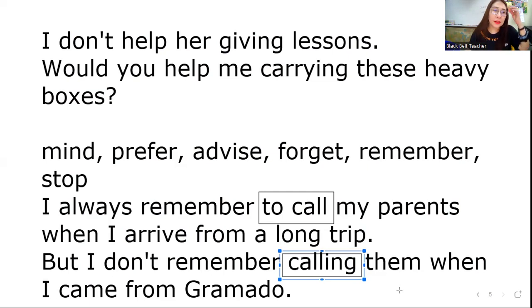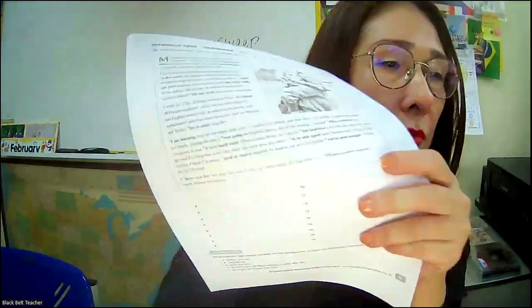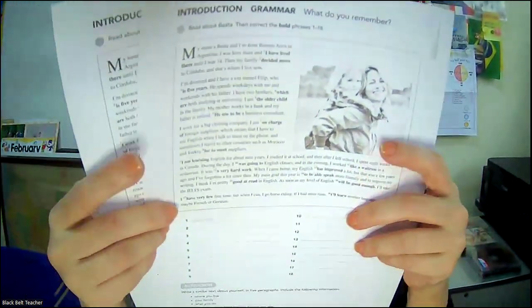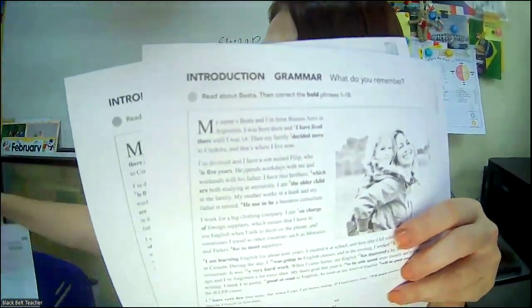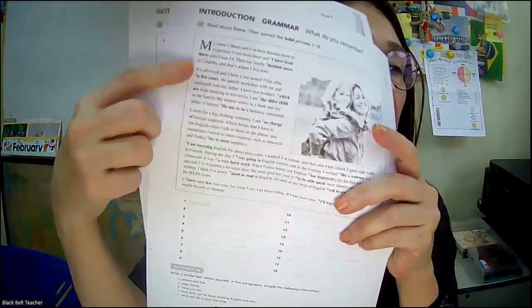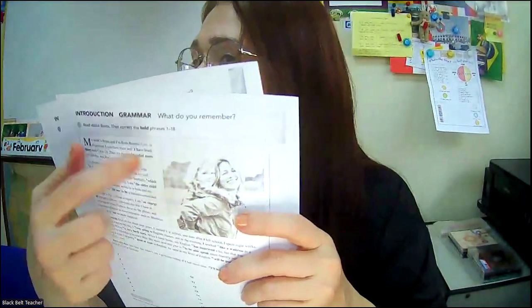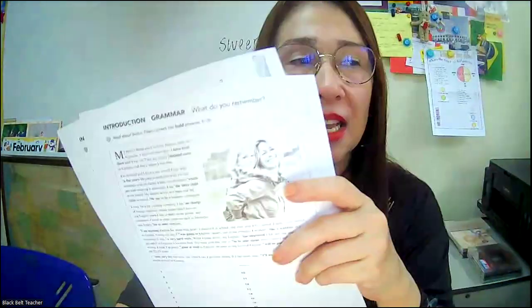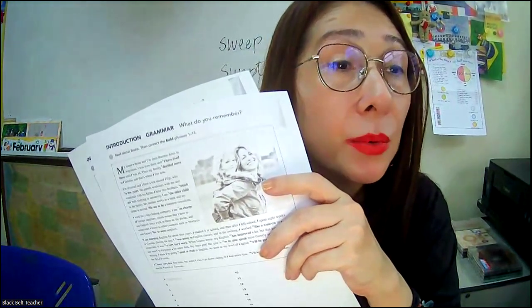I'm going to interrupt the recording for a minute, Laura, because we are gonna work with these sheets with them, and I'll take the picture for you so that you can do them at your own time, okay? Basically, this is a short text about a woman. Her name is Biara, and Biara is from Buenos Aires, Argentina. The text has bold phrases, and these bold phrases are all wrong. So they are gonna correct the mistakes here. Okay, you're gonna do that too. So let me pause the recording. I'll be back.